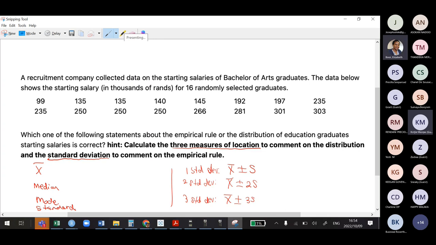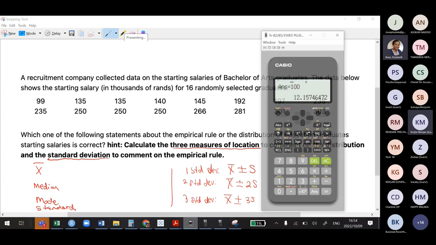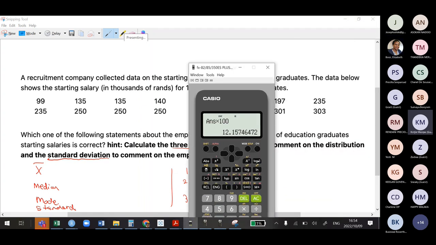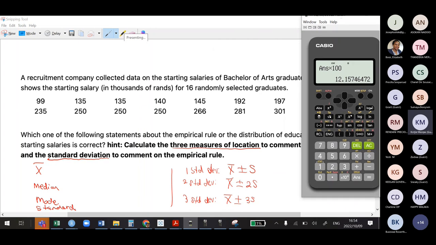So capture the data and calculate the mean. I'm not sure how relevant the median and the mode would be in answering the question. Let's see. The median and the mean will help us in determining whether the data are positively or negatively skewed. But it's fine. Have you captured the data set? I'm going to capture it. Sorry.